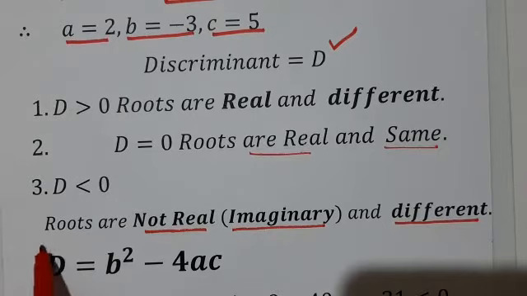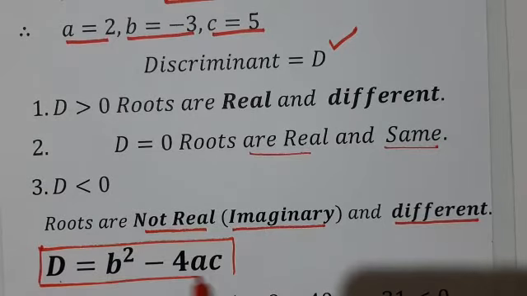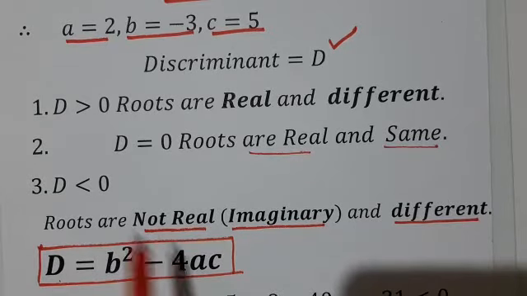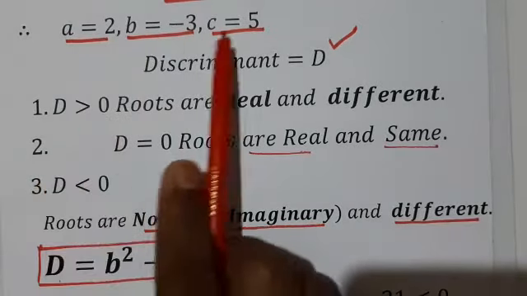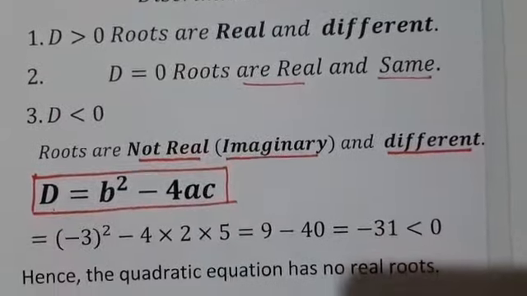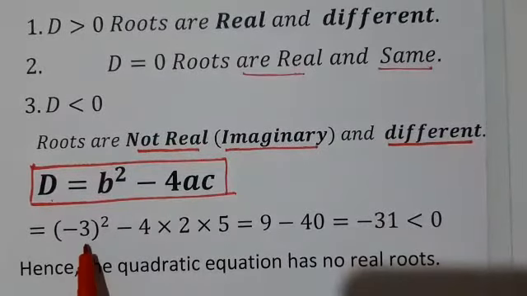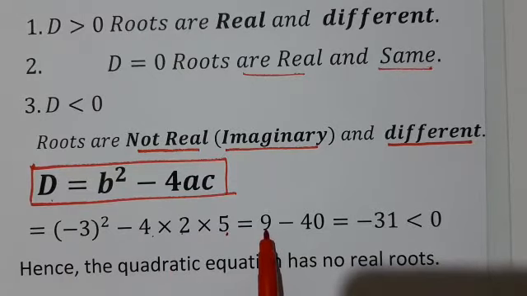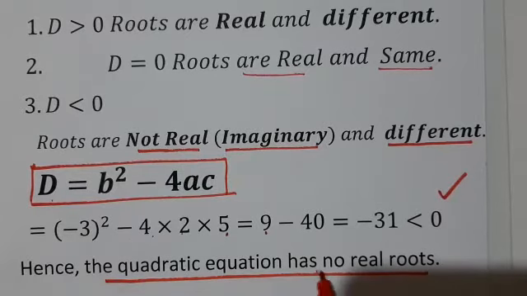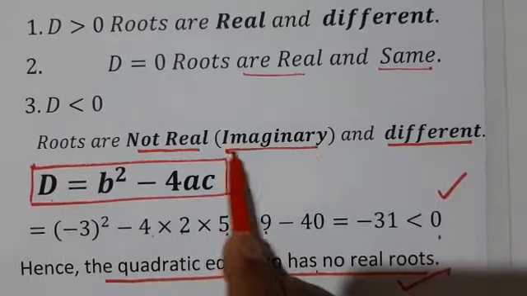The formula for D is b square minus 4ac. Put the values of a, b and c, then b square minus 4ac. B square is 9, minus 4ac is 40, which gives minus 31. D is less than 0. Hence the quadratic equation has no real roots. Less than 0 means imaginary.